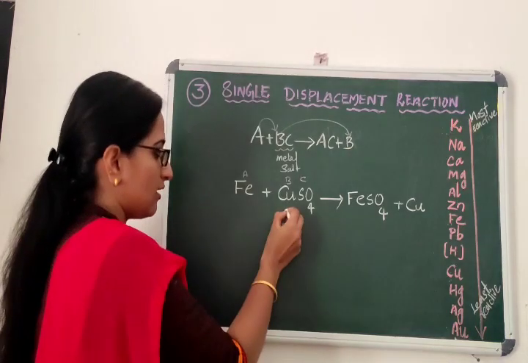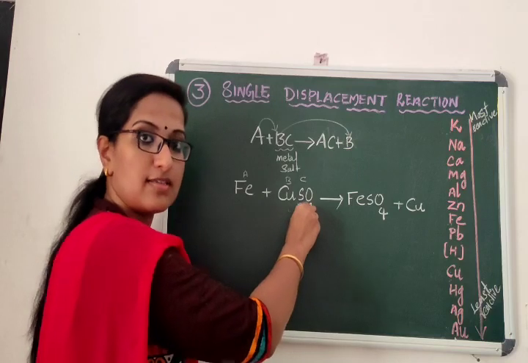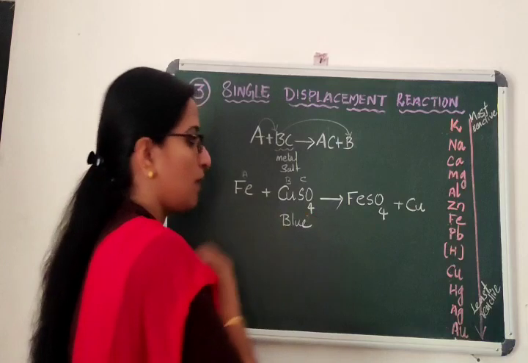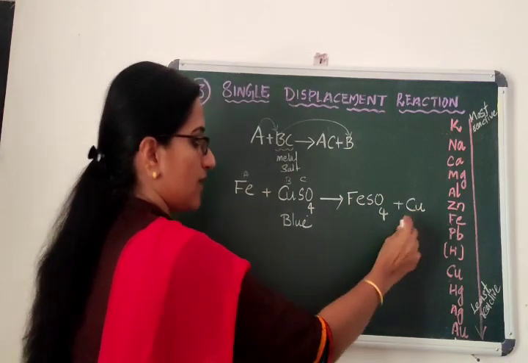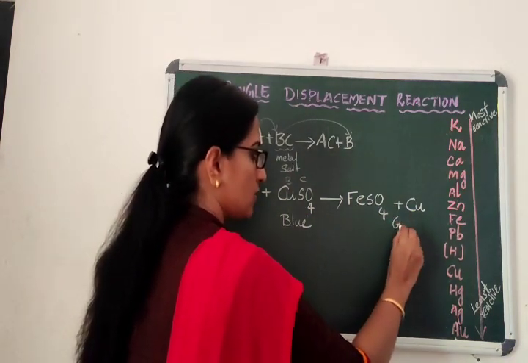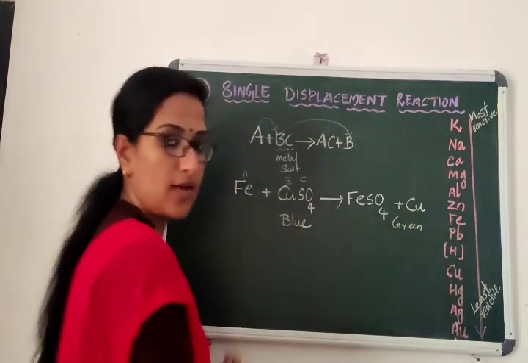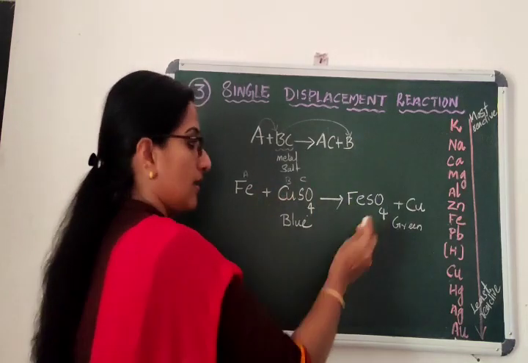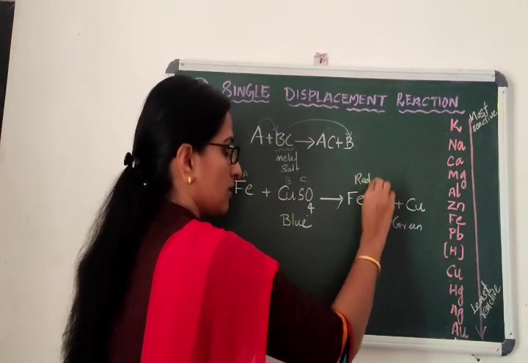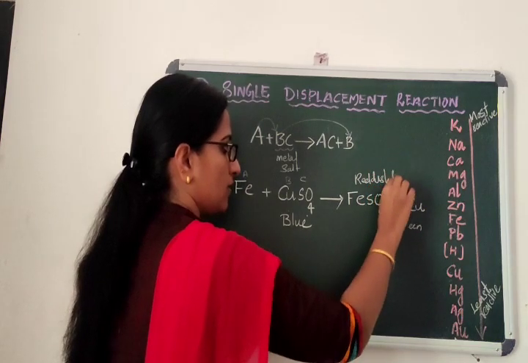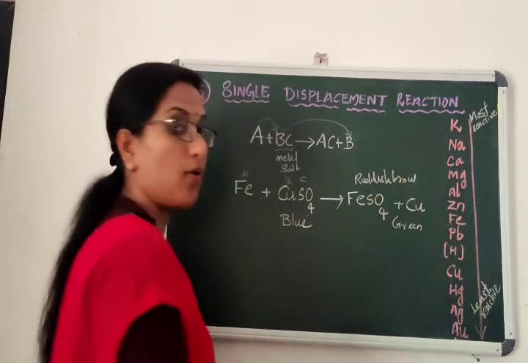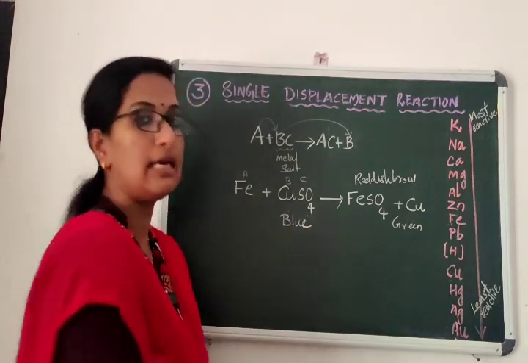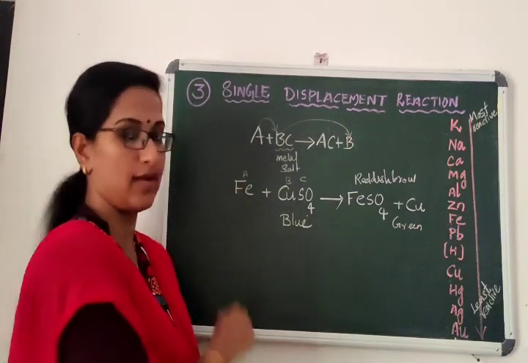So what is the color of copper sulfate? This copper sulfate is known as blue vitriol. The color of this solution is blue. When you reach here, you can see the color of the solution turns to green due to the displacement reaction. On the iron nail, you can see that a reddish brown deposit of copper is there. So the blue colored solution turns to green color because of the displacement reaction.